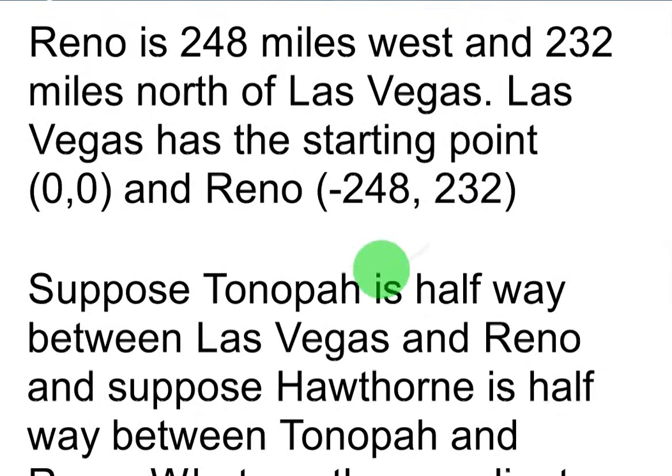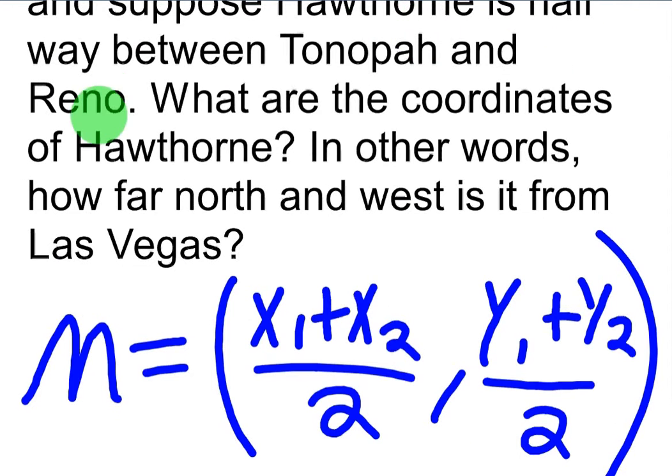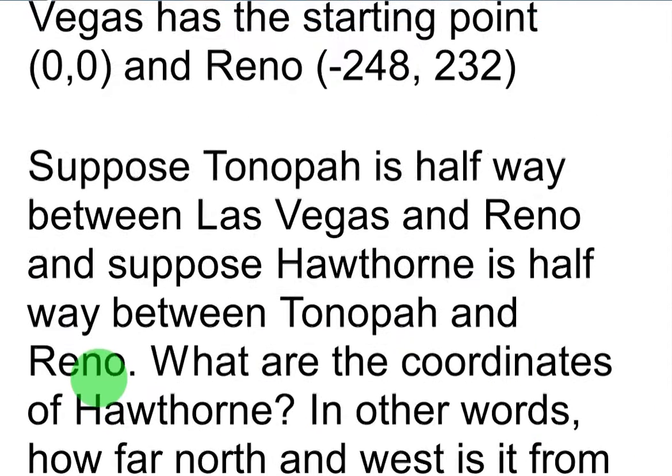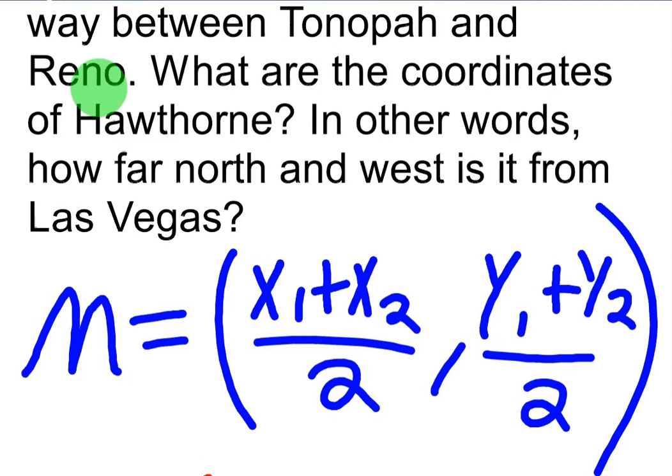Alright, so suppose Tonopah is halfway between Las Vegas and Reno, and suppose Hawthorne is halfway between Tonopah and Reno. So going back to the map, let me just basically show what we're saying here. So let's just suppose that this point right here, Tonopah, is halfway between. And then the question says Hawthorne is halfway between Tonopah and Reno. So this point right here. So the question is ultimately asking, what are the coordinates of Hawthorne? In other words, how far north and west is it from Las Vegas?